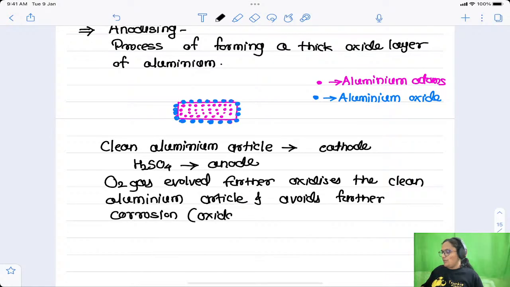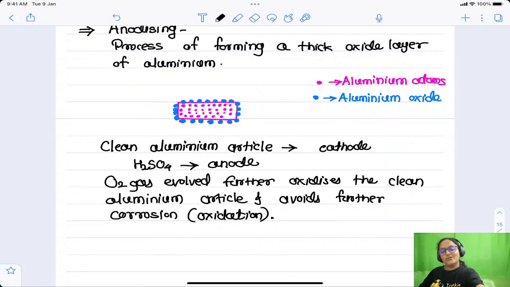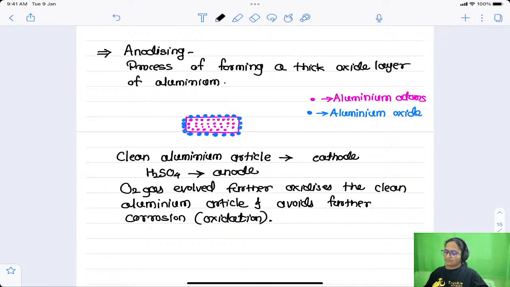Now this layer of aluminum oxide which we have created here can be painted or dyed with beautiful colors to give a beautiful finish to the aluminum articles, right? So this is the application of anodizing.